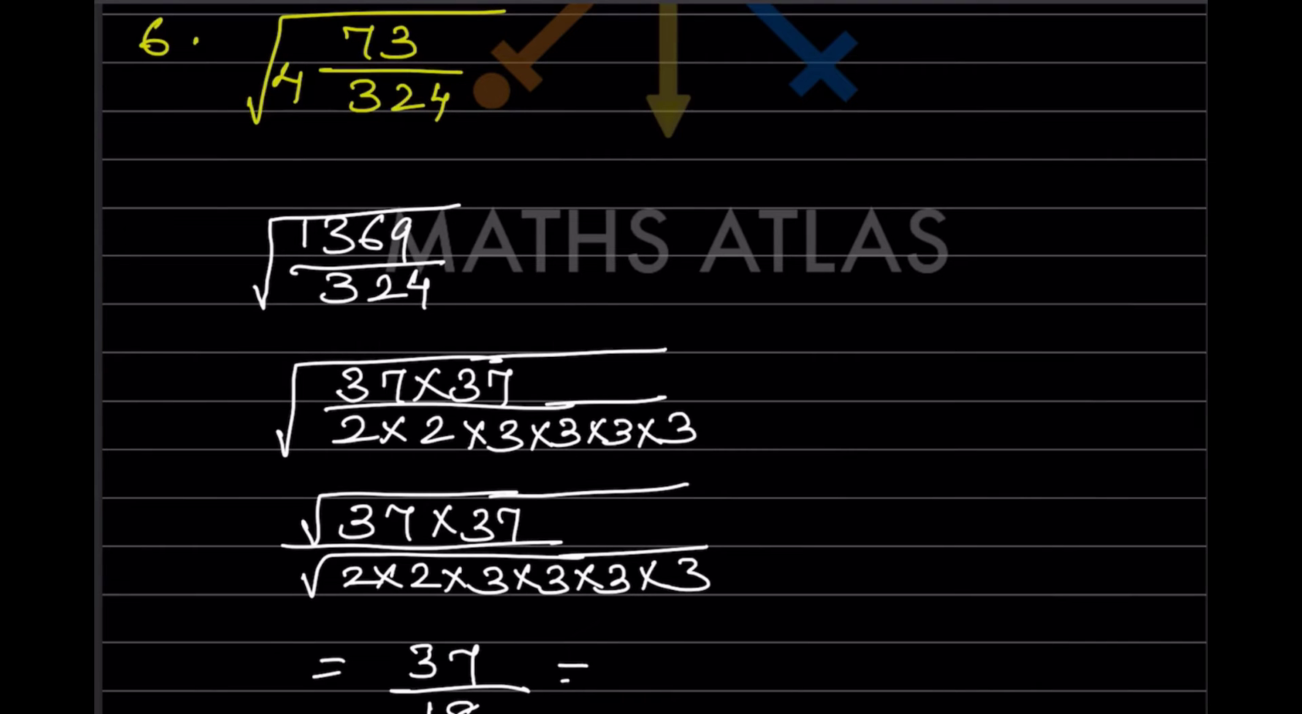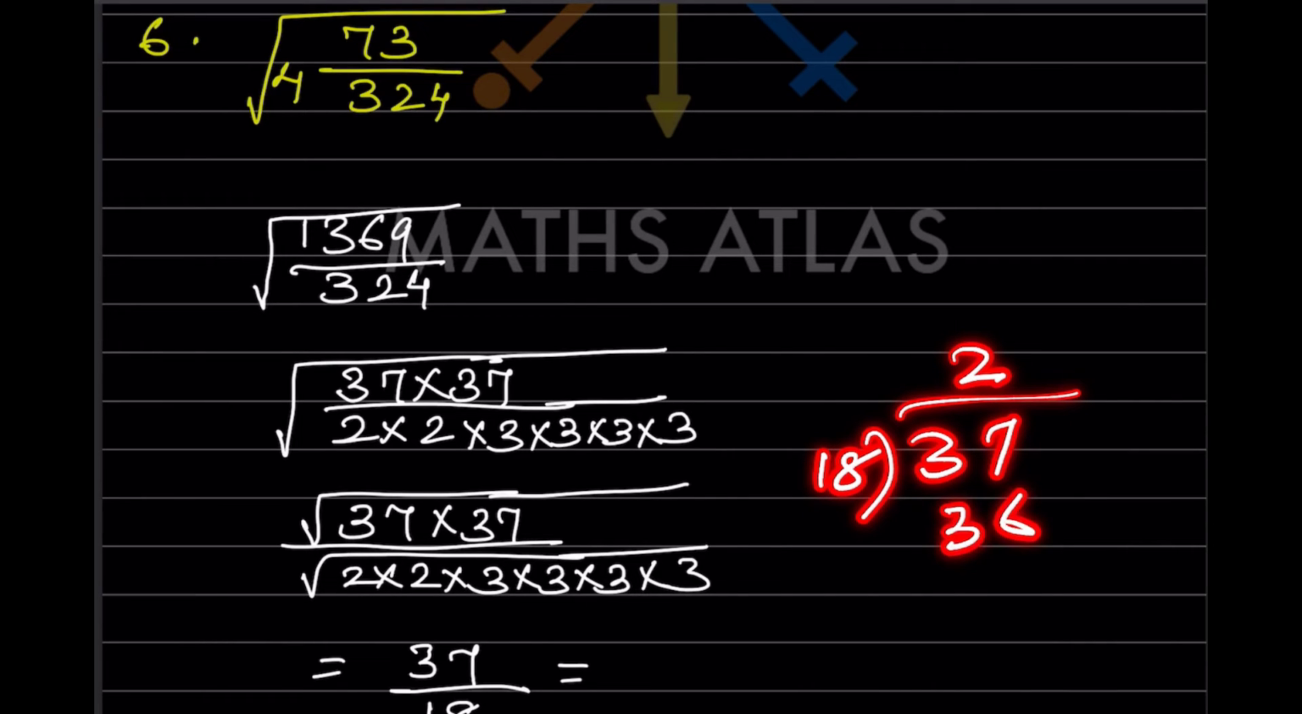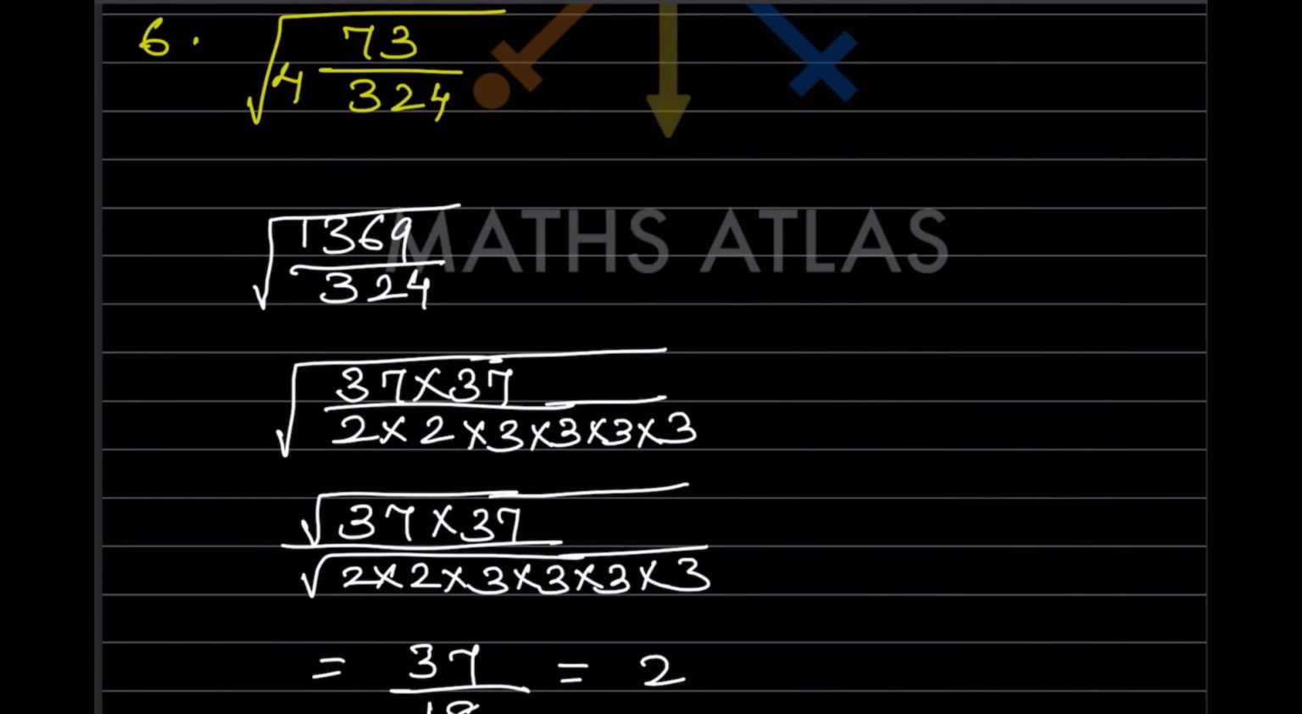Now you can see this is an improper fraction. So you will write here 37 divided by 18. 18 2s are 36, and the remainder is 1. So it is going to be 2 integer 1 by 18 is the answer.